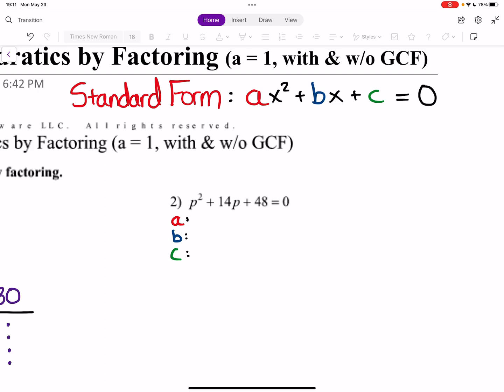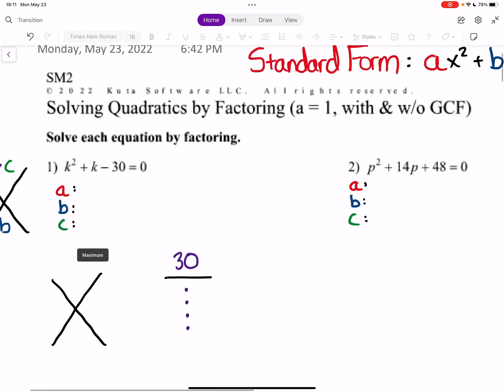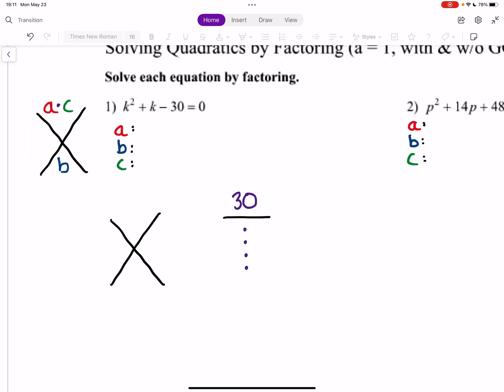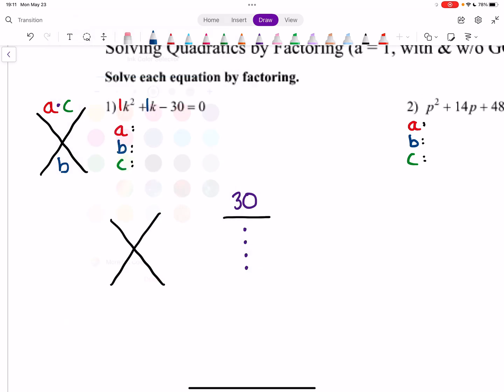And you'll notice all of these problems already are set equal to 0 and written in standard form, which means we can easily solve for the zeros of the quadratic by factoring. Now looking at problem 1 here, I have k squared plus k minus 30 equals 0. Remember that there's an imaginary 1 in front of these variables right here. And so a is the number that's in front of the squared term, which is 1. B is also 1. And then c is the number that's by itself hanging out at the end, which is negative 30. So that first step is to identify a, b, and c.